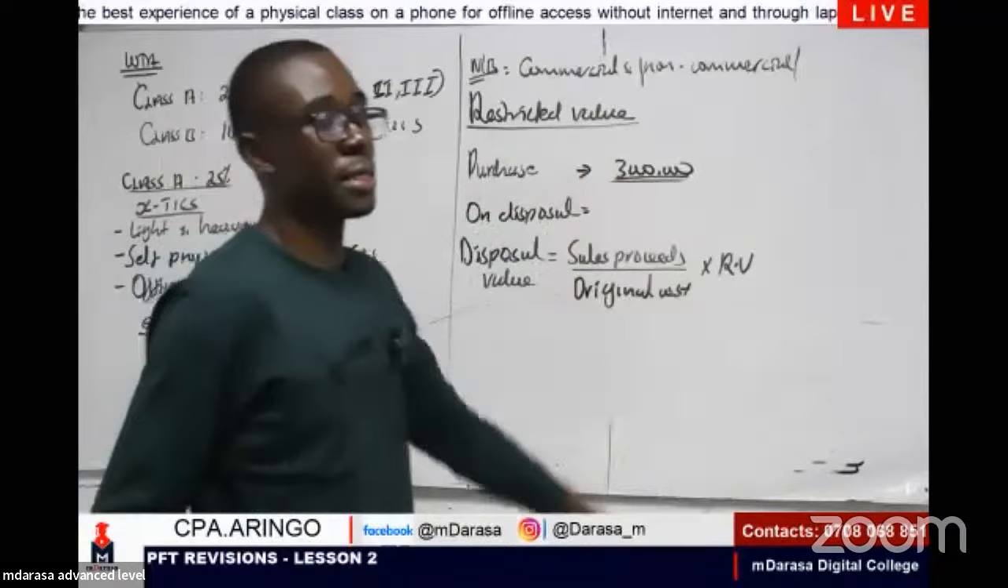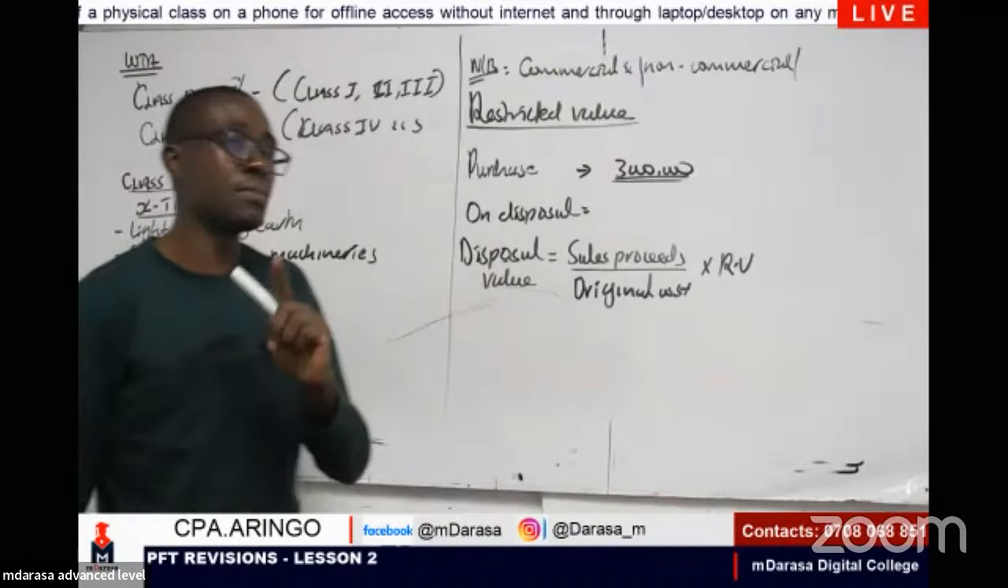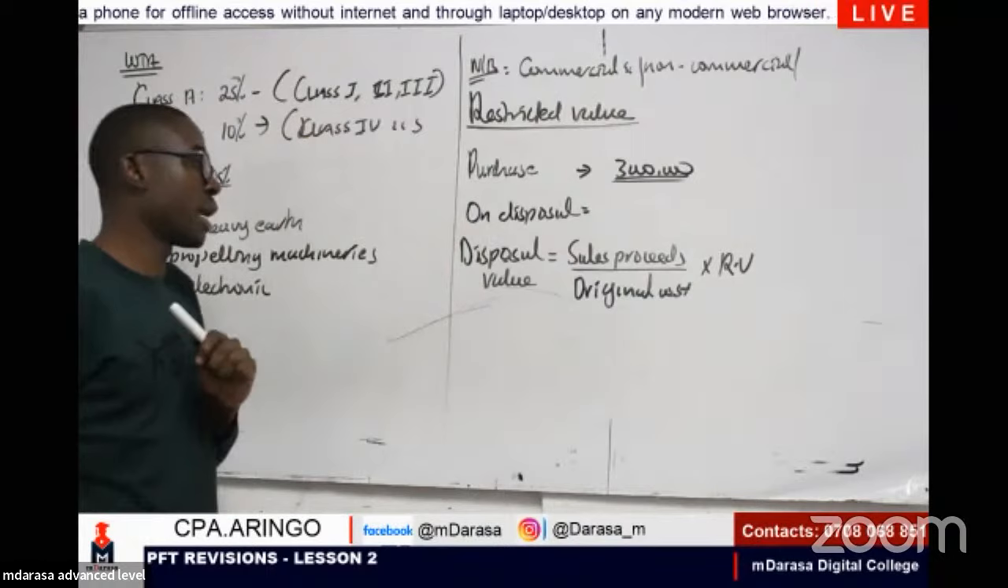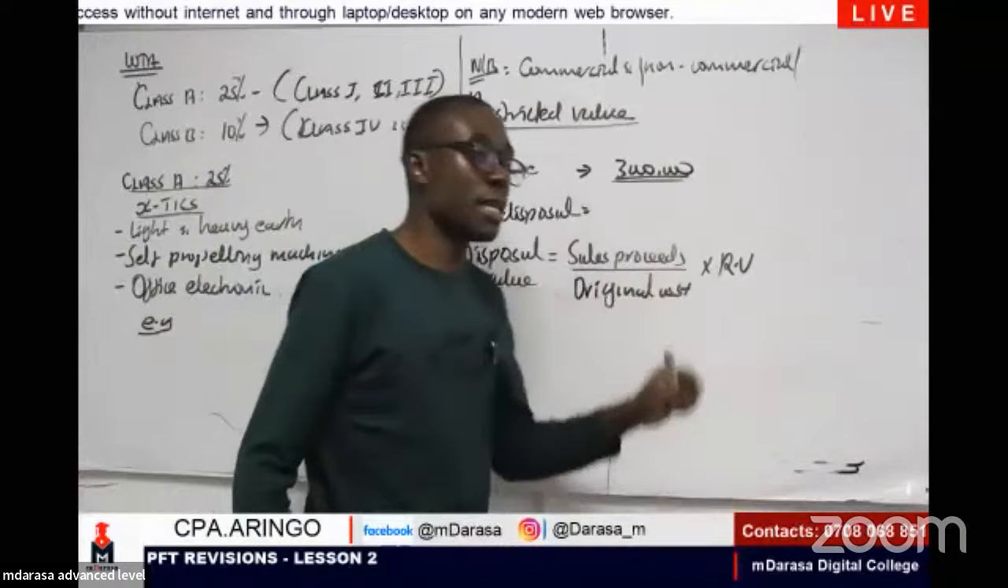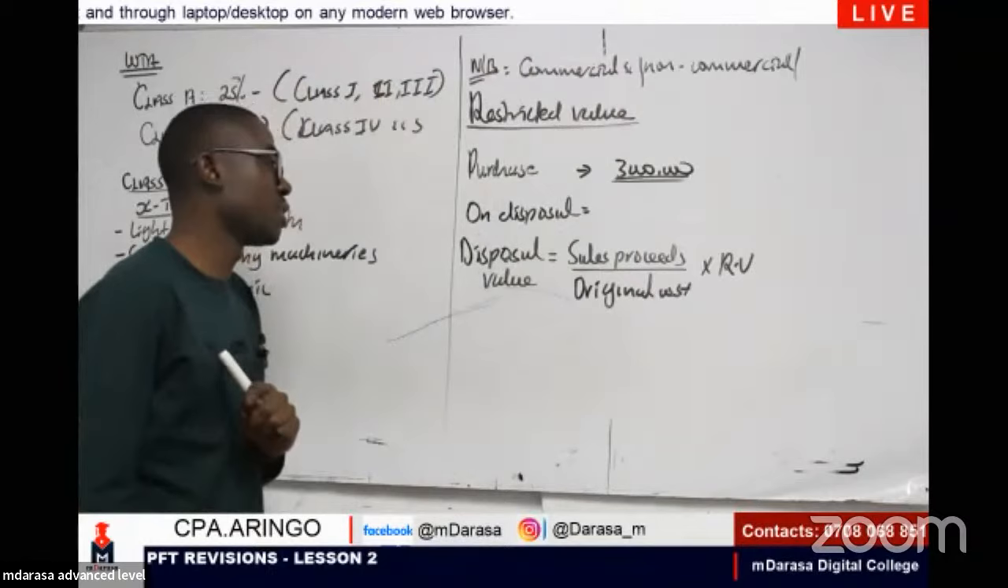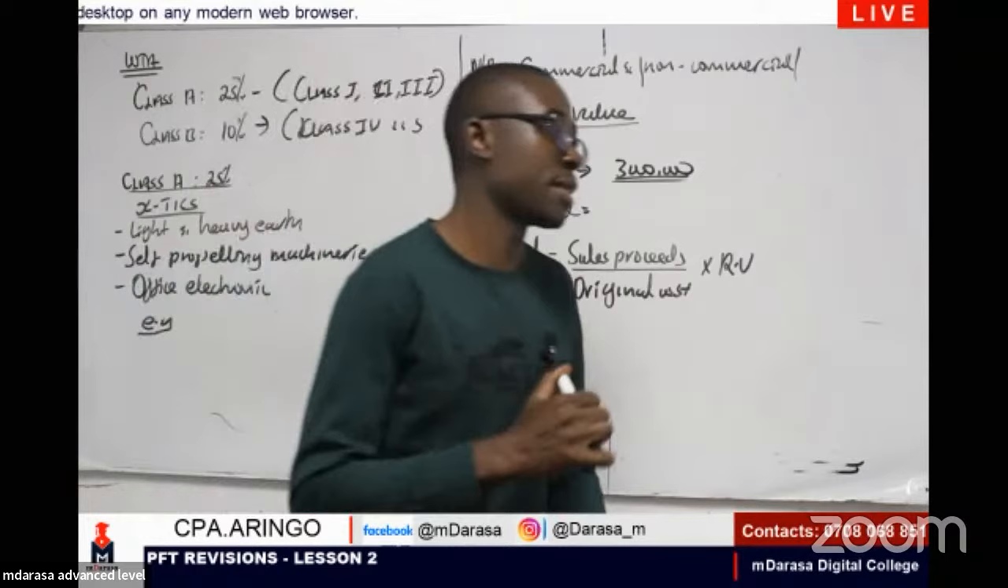So that is to say, on purchase, we restrict this to 3 million. On disposal, we have to determine our disposal value. In determining our disposal value, we take our sales proceeds, divide by our original cost, times restricted value. Very important that you understand that.